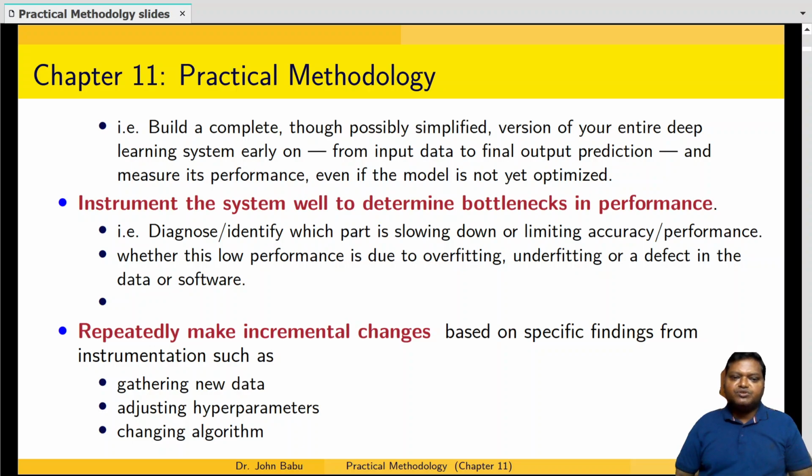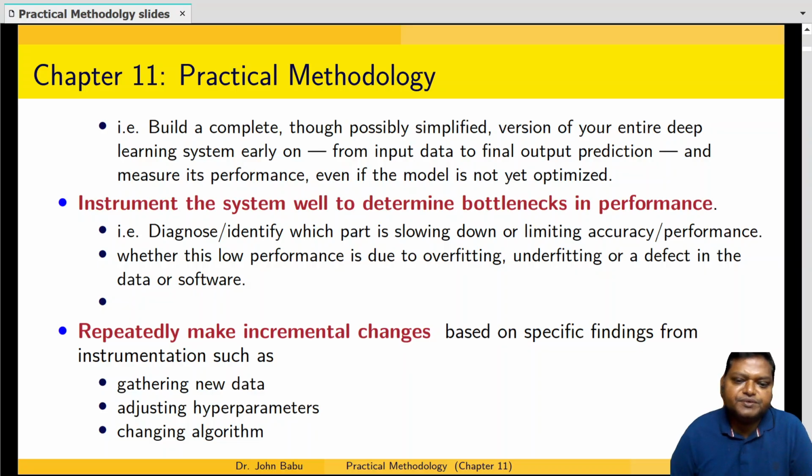Number three, design your system well to determine what are the bottlenecks, what are the problems. That means you have to diagnose what is limiting or reducing the accuracy, or why the accuracy is not achieved. You should be able to identify your problem. Your system should be so well designed that you can determine whether it is due to overfitting or underfitting, or whether there is any problem with the software or the number of layers.